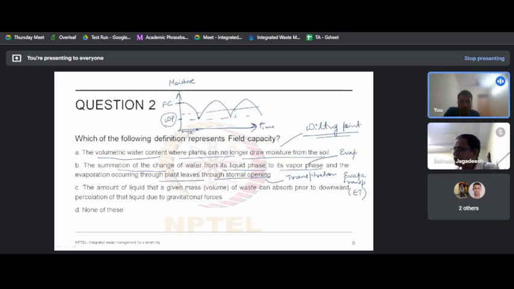So then we have the amount of liquid that a given mass of waste can absorb prior to downward percolation of that liquid due to gravitational forces. So yeah, this is correct. This is called as nothing but field capacity.